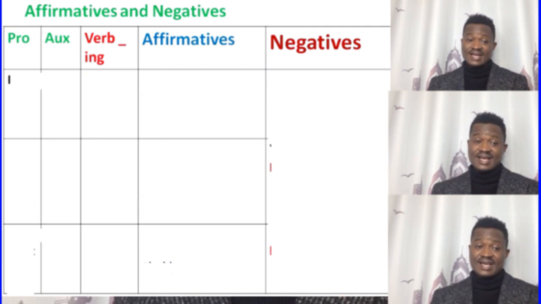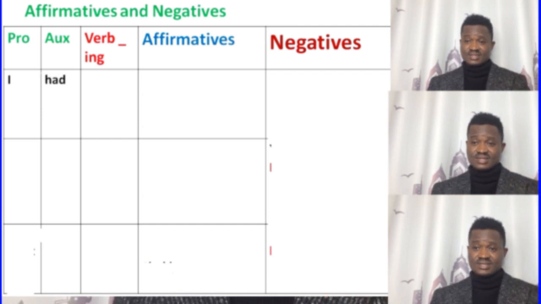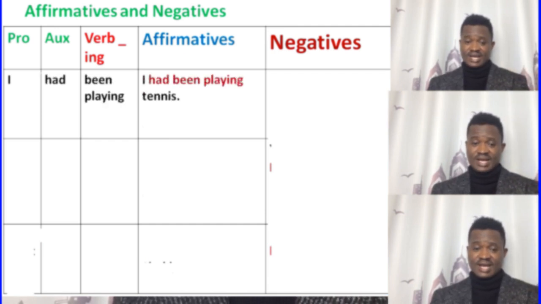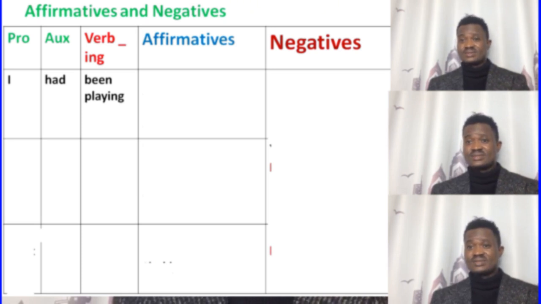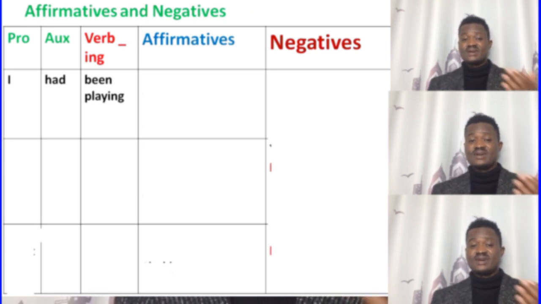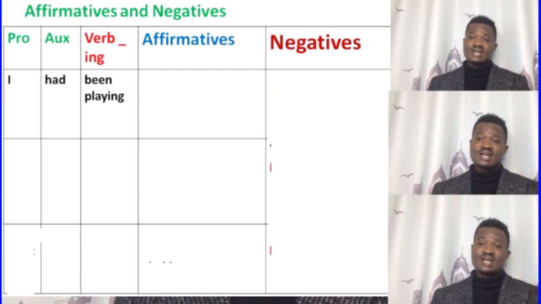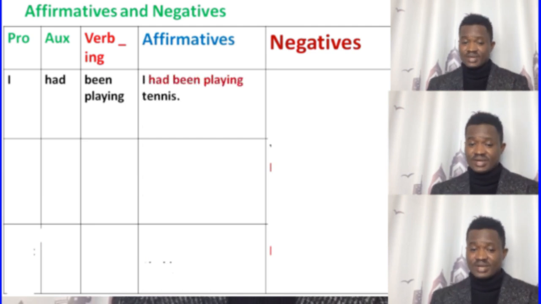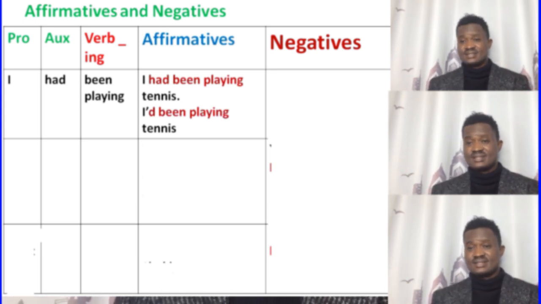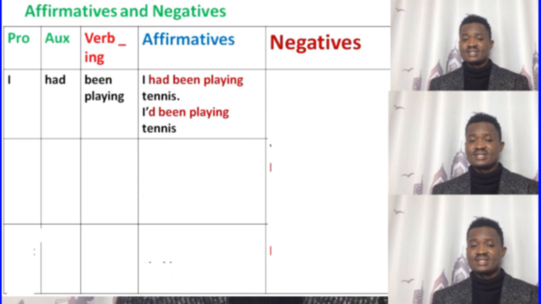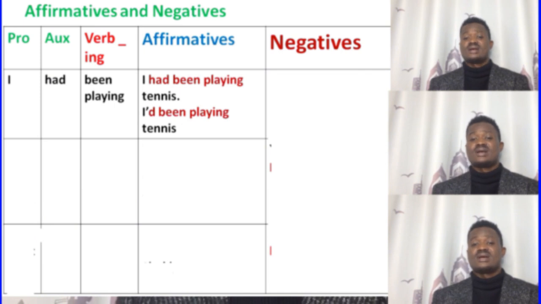In the pronouns column, we're going to have the first person, second person, and third person pronouns. So here we have I. That's the first person pronoun. Auxiliary verb had. Verb-ing. That is been playing. So the state of being and playing are together. So verb-ing, been playing. In the affirmative form, we're going to have, I had been playing tennis. I had been playing tennis. The other way around, we can also say, I'd been playing tennis. So I had can be contracted to I'd.